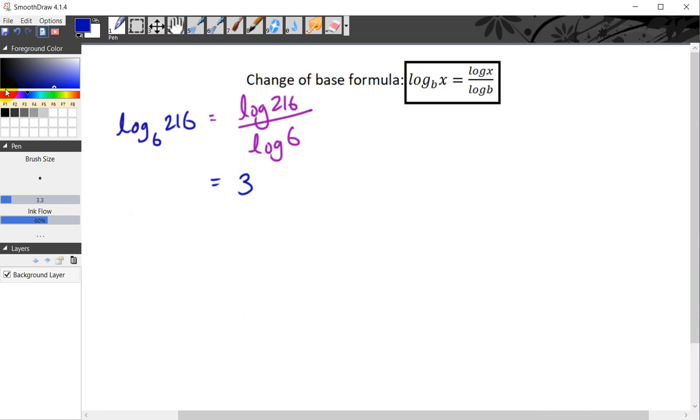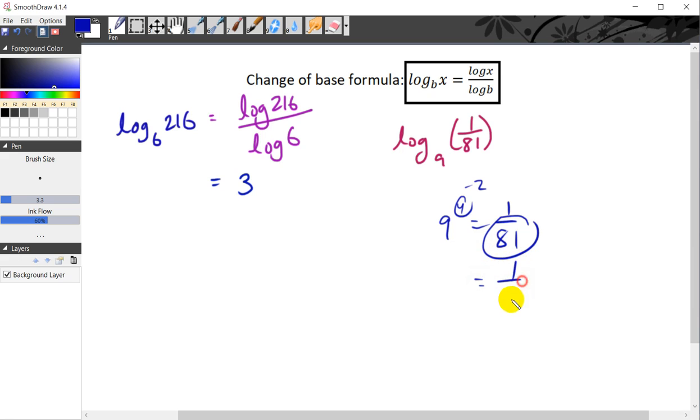Let's take another example. Let's say we have log base 9 of 1 over 81. A logarithm is an exponent, so this is 9 raised to some power equals 1 over 81. This is going to be negative 2, because in the denominator we would have 1 over 9 squared, and 9 squared is 81. So the exponent should be negative 2.